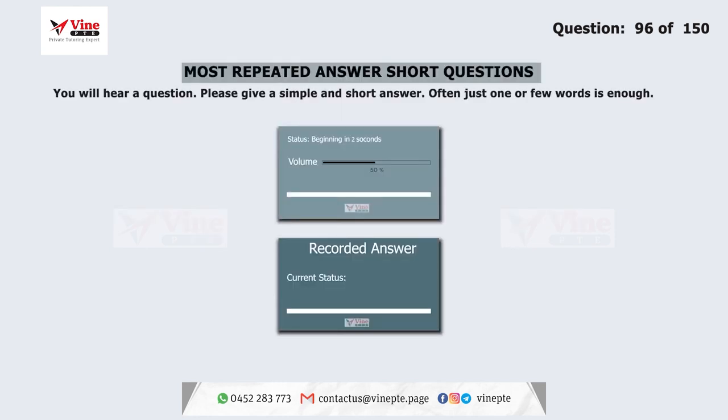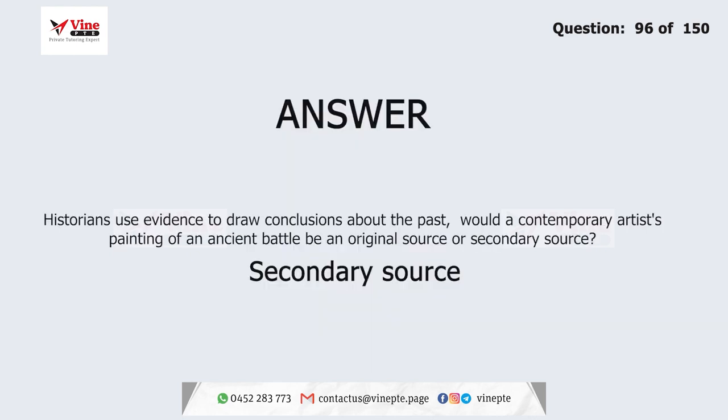Historians use evidence to draw conclusions about the past. Would a contemporary artist's painting of an ancient battle be an original source or secondary source? Secondary source.